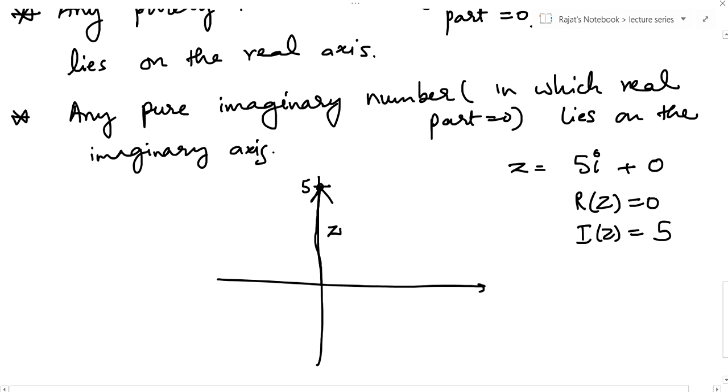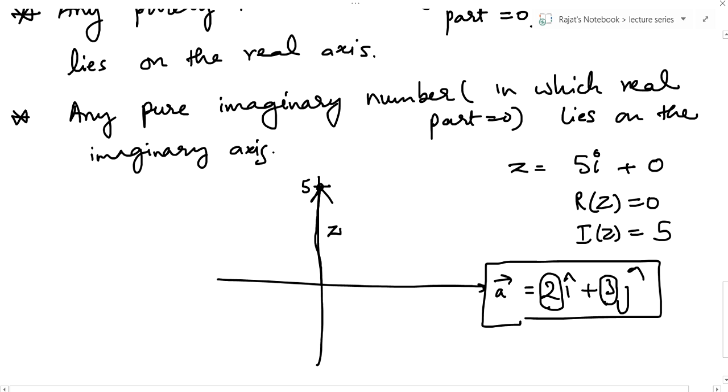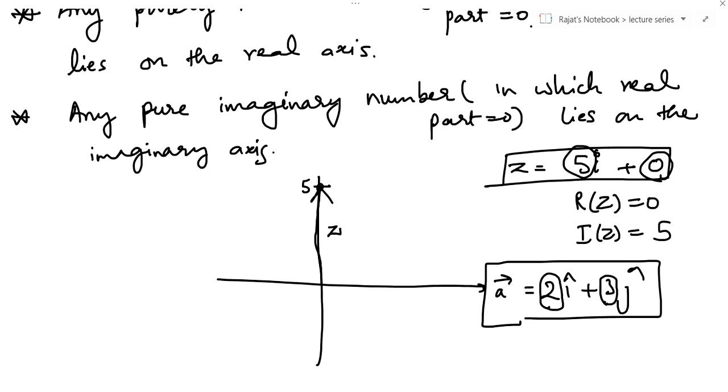It's very similar to vectors. If you remember, we also used to represent vectors in a similar way. If there is any vector, suppose 2i plus 3j, let's say any vector a, then you used to plot 2 on the x-axis and 3 on the y-axis. So this was the vector. Same thing as here with z: you are plotting 0 on the x-axis and 5 on the y-axis. So if you are very comfortable with vectors, you will be very comfortable with complex numbers. You will learn complex numbers in no time. The operations are also very similar.